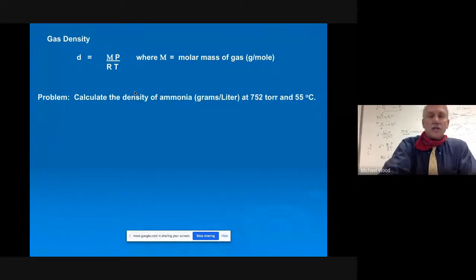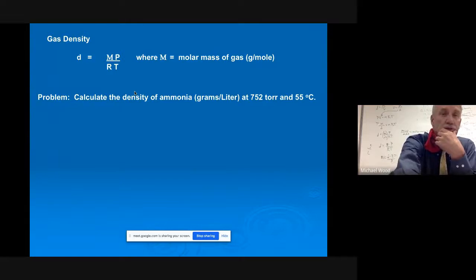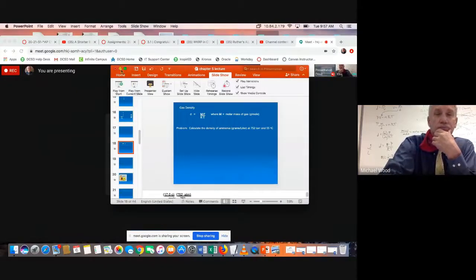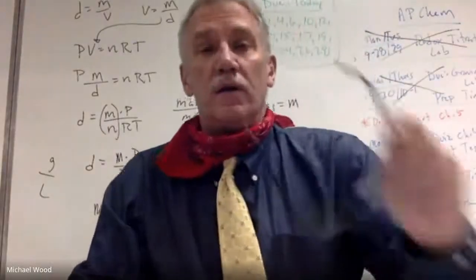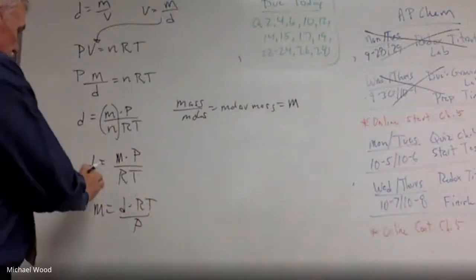It says calculate the density of ammonia. They assume that you can write ammonia. Ammonia is NH3 at 752 torr and 55 degrees Celsius. So if I come back here, I'm trying to find density, so I'm trying to use this equation.